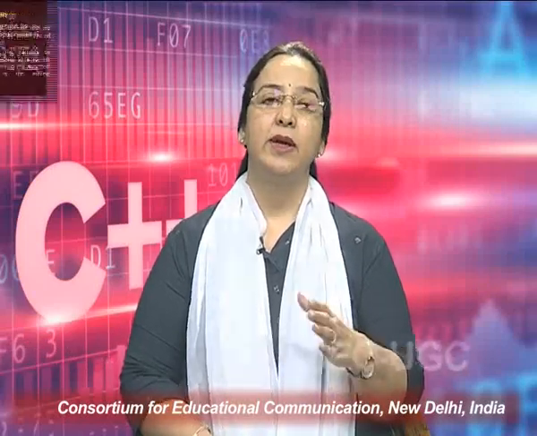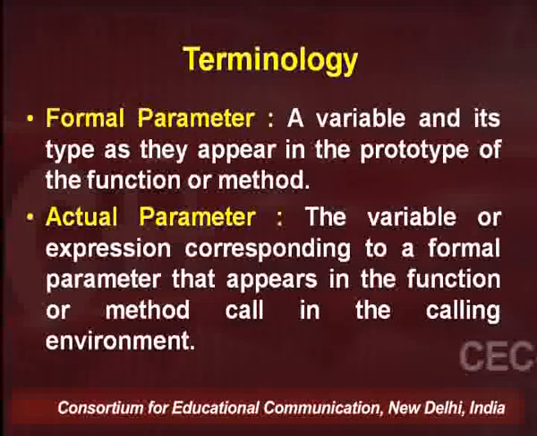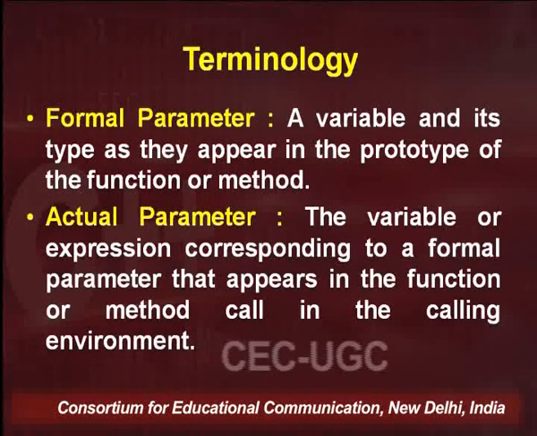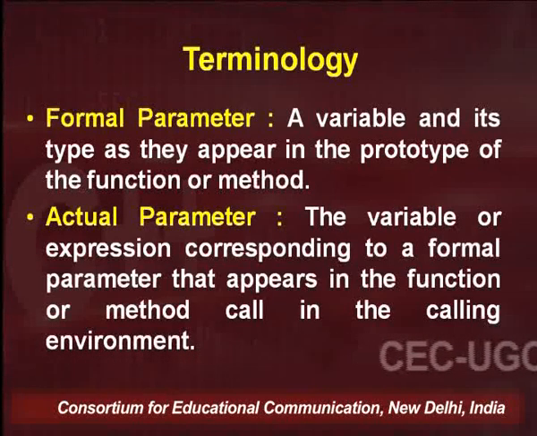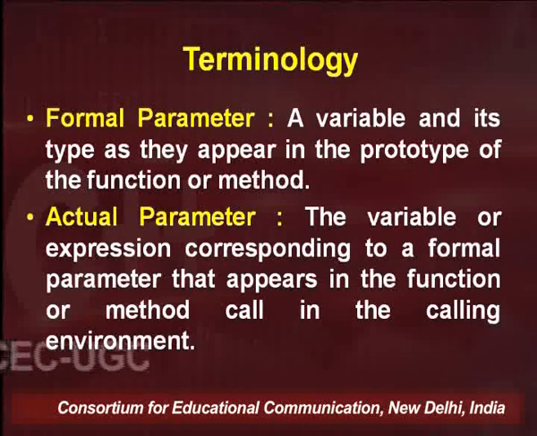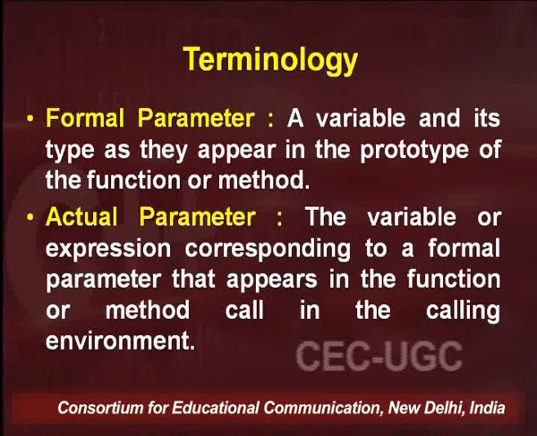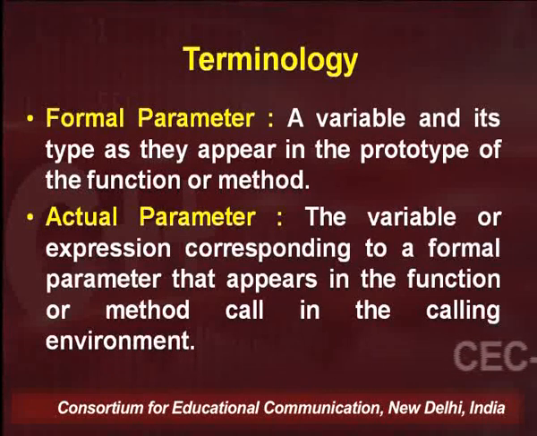There can be two types of parameters as the terminology permits. One is formal parameter, another one is actual parameter. A formal parameter is a variable and its type as they appear in the prototype of the function or method, while the actual parameter is the variable or the expression corresponding to a formal parameter that appears in the function or method call in the calling environment.